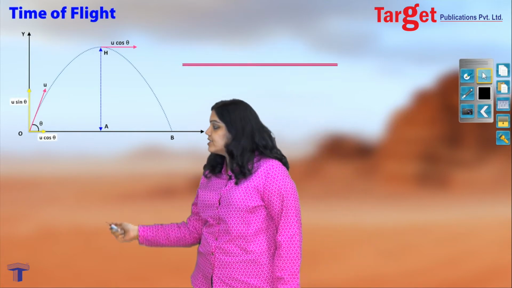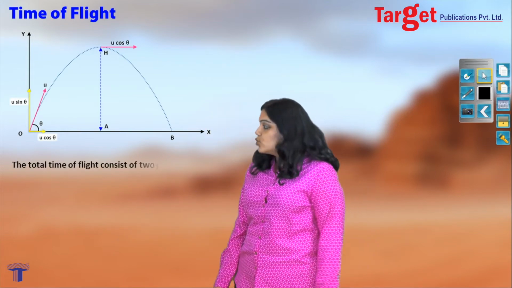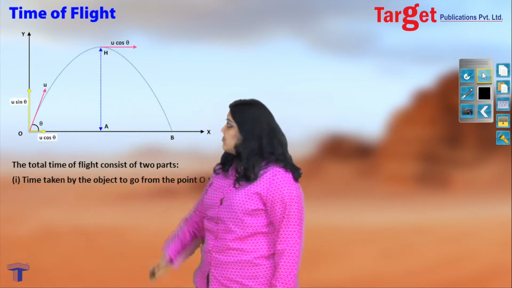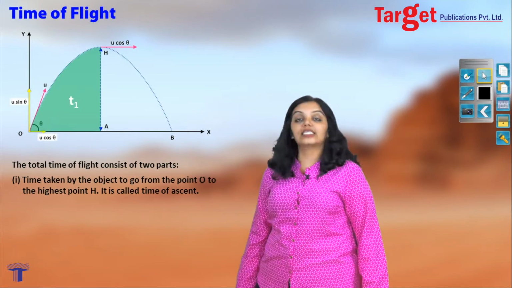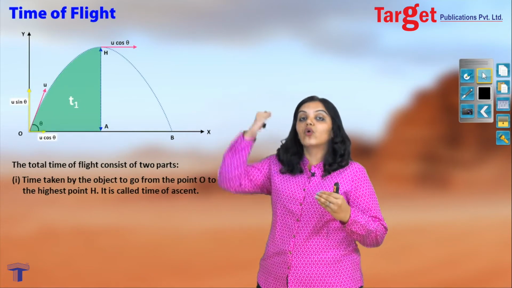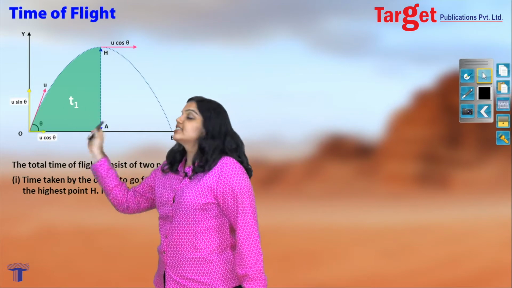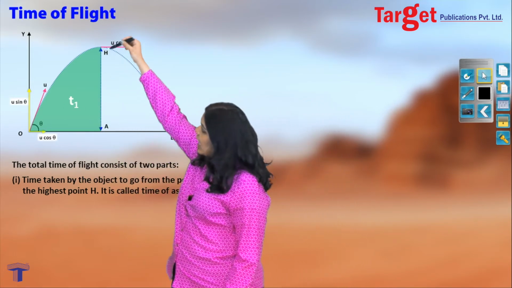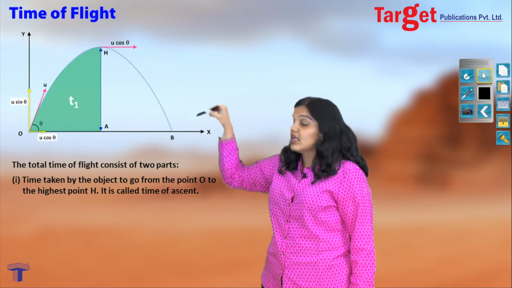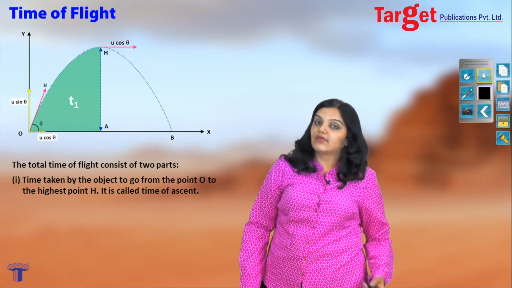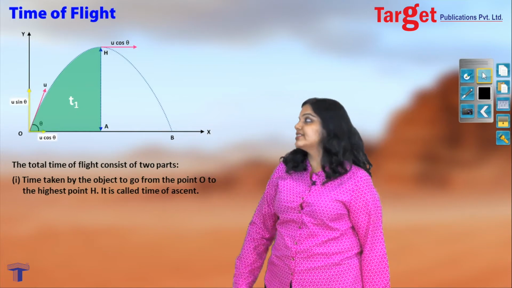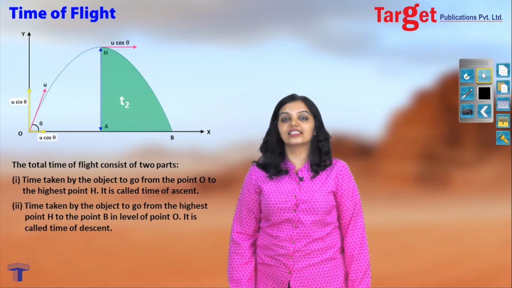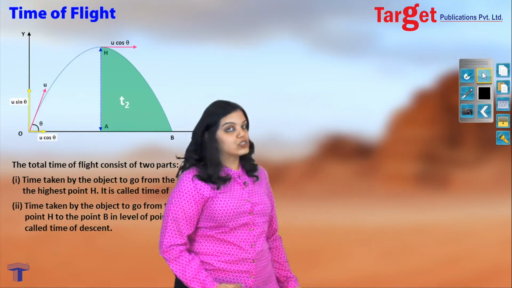Now I am going to divide this time of flight into two parts. The first part is from the initial projection to the maximum height, which I will call the time of ascent, that is the time of going up, and therefore I will call this T1. And the second part is the time it takes for the object to go from the highest height to the ground again, which I'll call the time of descent, which is the time it takes to go down, and I will call this T2. Now obviously then the time of flight is nothing but T1 plus T2.